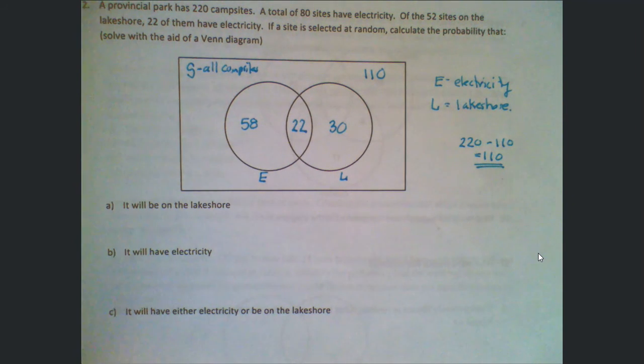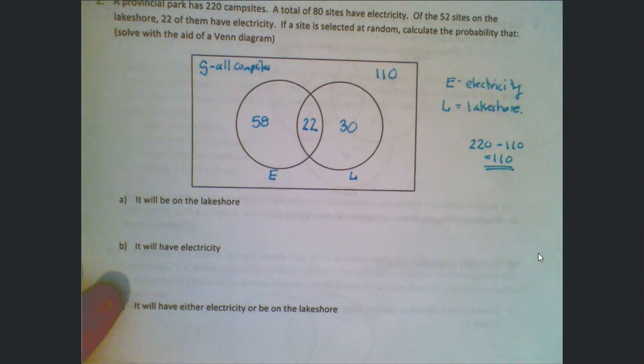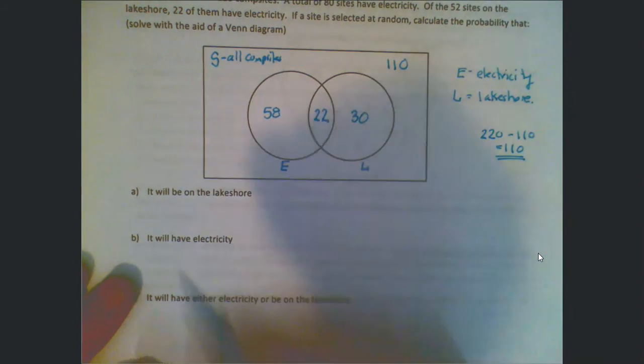Okay, you probably could have figured that out on your own as well, maybe even without a Venn diagram. We could have done this. So what is the probability that it will be on the lakeshore?